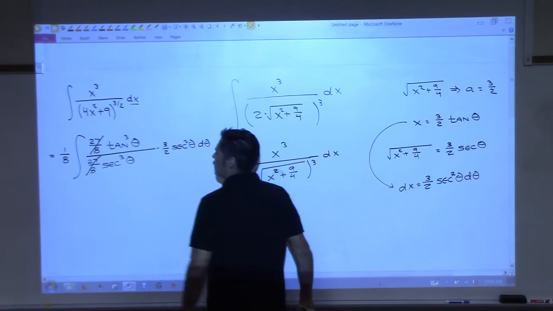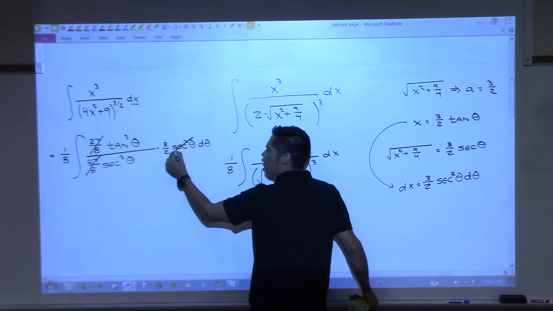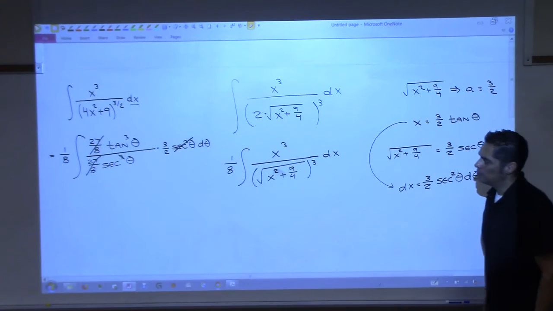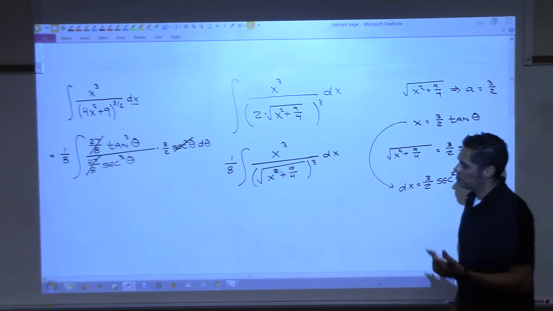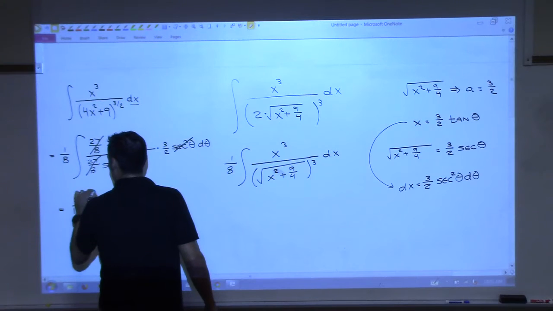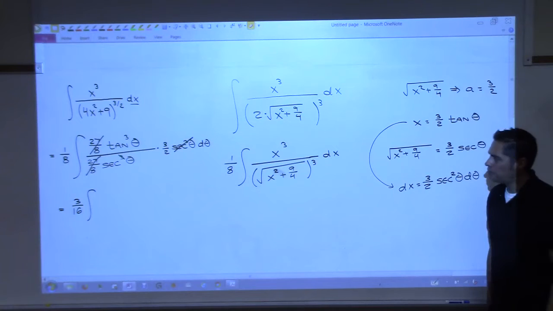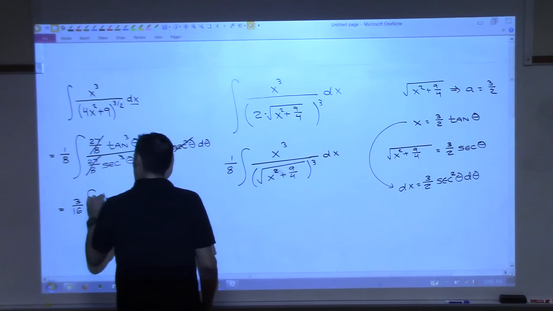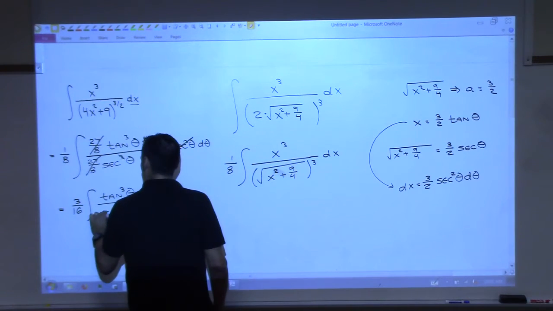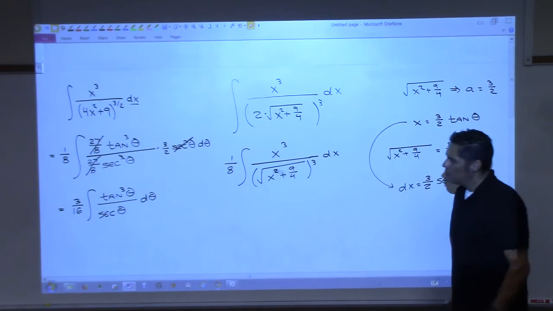27/8 cancel, that's nice. 3/2 will go out. I can also cancel out these two factors of secant, and that leaves me with just one factor of secant in the bottom. 3/16 is what's on the outside now, because I pulled out a 3/2. What do I have up in the numerator? Tangent cubed theta. Denominator? Just secant theta. And that's it.